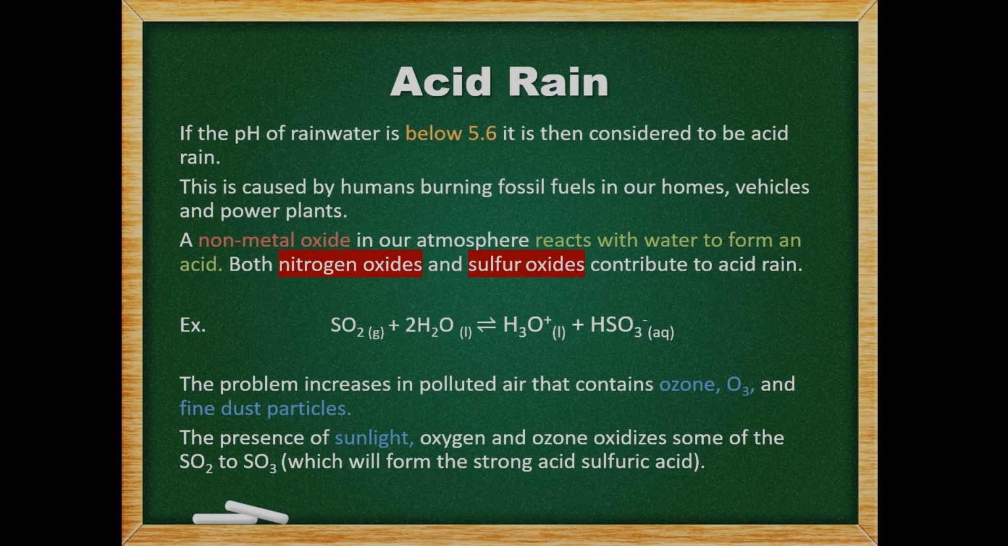Acid rain is when the pH of rainwater is below 5.6. This is caused by humans burning fossil fuels. A nonmetal oxide in our atmosphere reacts with water to form an acid. Both nitrogen oxides and sulfur oxides contribute to acid rain. The problem increases in polluted air that contains ozone and fine dust particles. The presence of sunlight, oxygen, and ozone oxidizes some of the sulfur dioxide to sulfur trioxide, which will form the strong acid sulfuric acid.